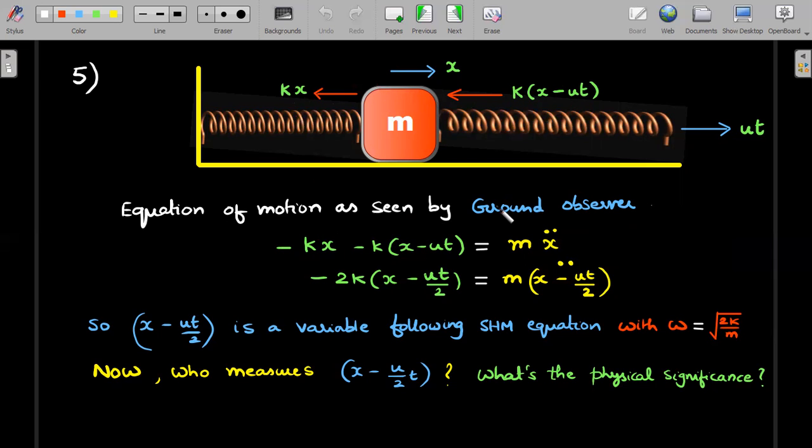So the equation of motion as seen by the ground observer for this block m would be: the backward force of kx and k times (x minus ut) is equal to the forward acceleration, m into a. I am writing it as x double dot.